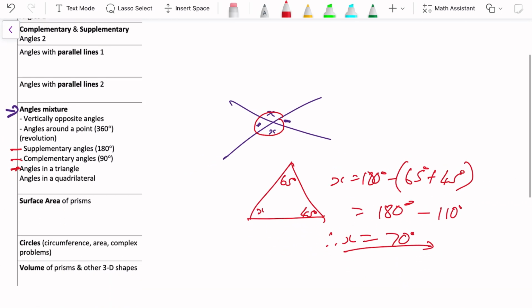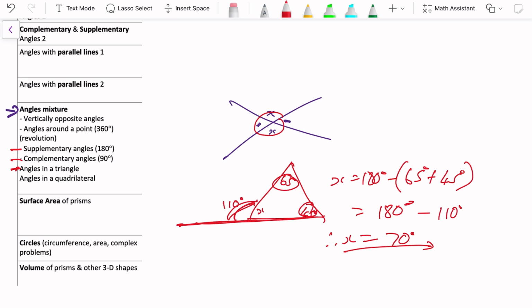And then you will also have exterior angles of triangles. So this angle here, and there are multiple ways of working that out. Firstly, if x is 70, we know this one must be 110. There's also the rule that tells us the exterior angle equals the sum of the two interior opposite angles, which means that's another way of seeing that it's 110.